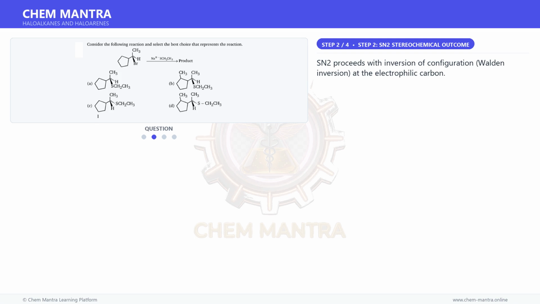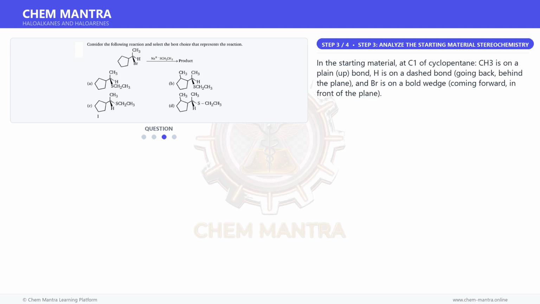SN2 proceeds with inversion of configuration, Walden inversion at the electrophilic carbon. In the starting material, at C1 of cyclopentane, CH3 is on a plain bond, up, H is on a dashed bond, going back, behind the plane, and Br is on a bold wedge, coming forward, in front of the plane.